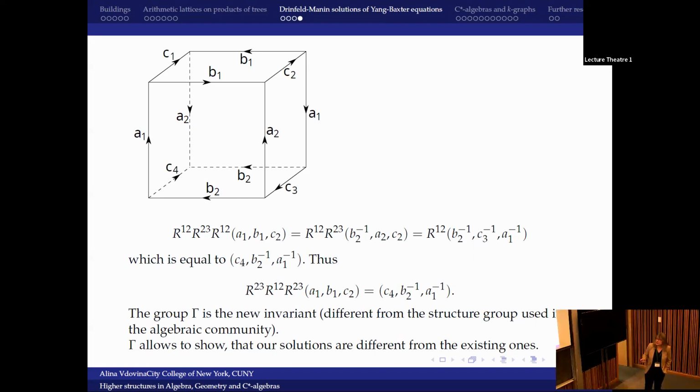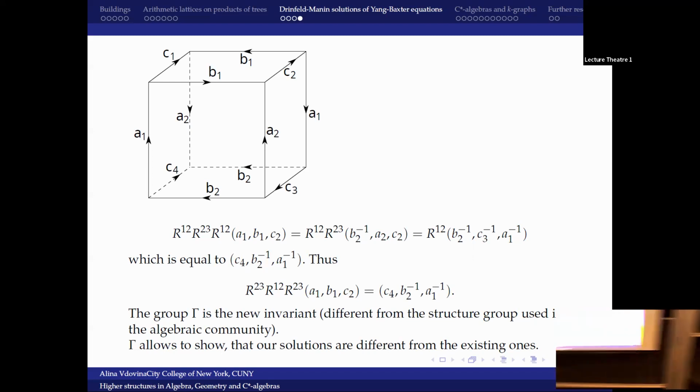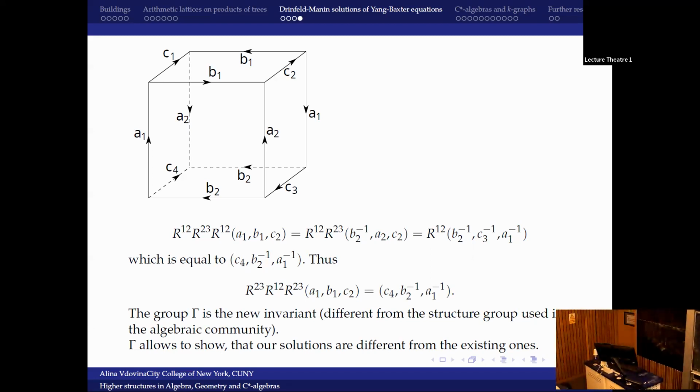And again, the group G can also be regarded as a new invariant. The groups which we get from arithmetic are so-called just infinite, and they have nice invariants. For example, they are different from the structure groups because they always have finite abelianization, and this is one way to distinguish the equations.